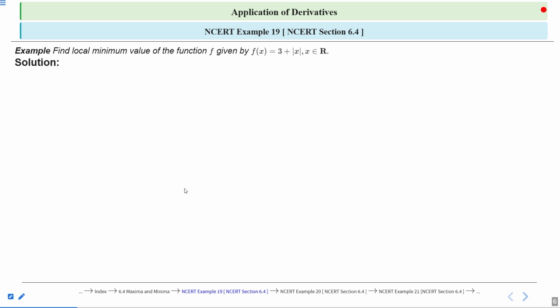So let us see the solution part now. Given f(x) = 3 + |x|, where x belongs to the real numbers. You can see the graph. This is the graph of f(x) = 3 + |x|. So it will be f(x) = 3 - x if x is less than 0, and f(x) = 3 + x if x is greater than 0.